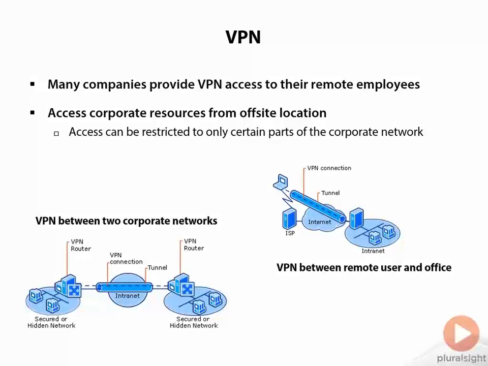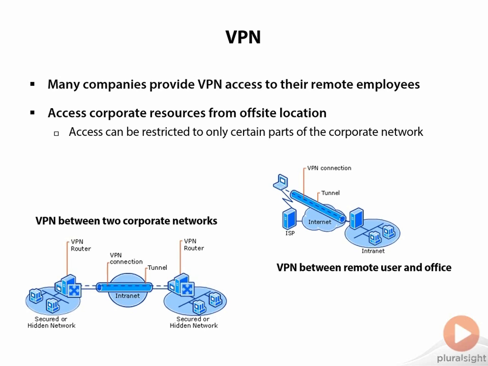All right, so here's an example of two different types of VPN connections. We have a VPN between two corporate networks in the lower left, and you'll see it's a VPN connection in the tunnel, and you have a VPN router on both networks. In these instances, a lot of times these are set up as constant connections.